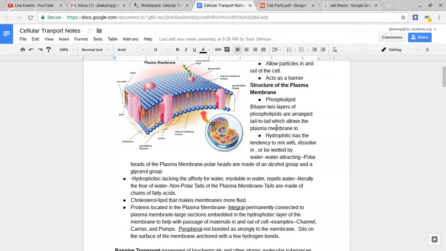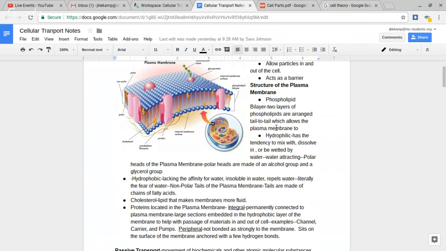heads and tails, the tails facing each other, the heads away from each other, which allows the plasma membrane some flexibility, and it also allows it to sit in water. The tails are what we call the hydrophobic area. They don't like water, so they stick into the inside of the plasma membrane. And what you have is the hydrophilic heads on the outside that allow the cells to be in water.